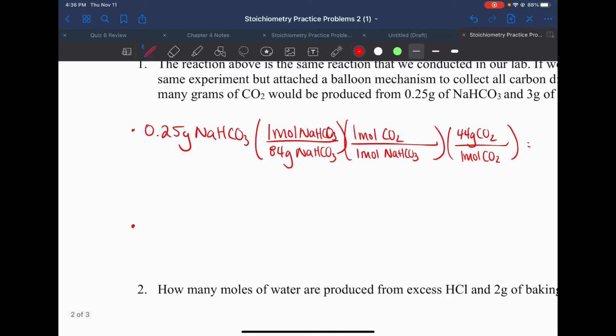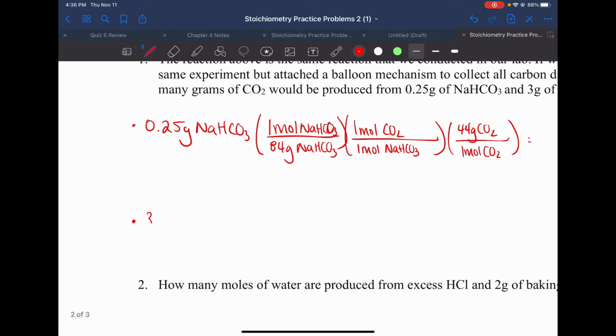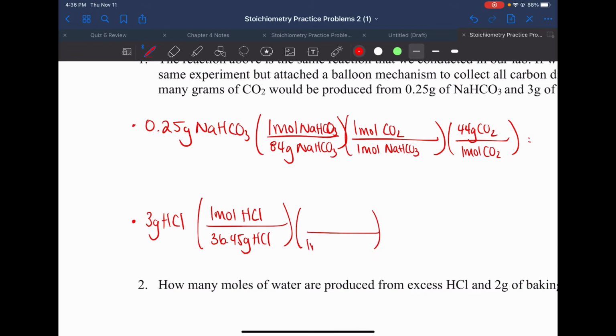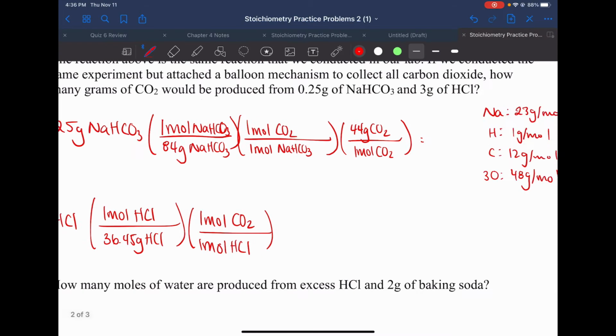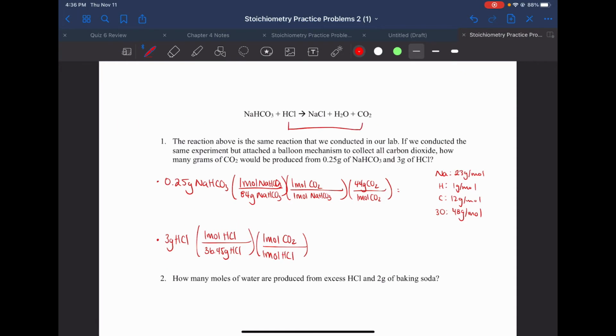And we'll do the next one for 3 grams of HCl. Chlorine is 35.45, so that's 36.45 grams of HCl per 1 mole of HCl. For every 1 mole of HCl, we form 1 mole of CO2. This is our stoich step, right? So from every 1 mole here, the stoichiometric coefficients for both of these is just 1.